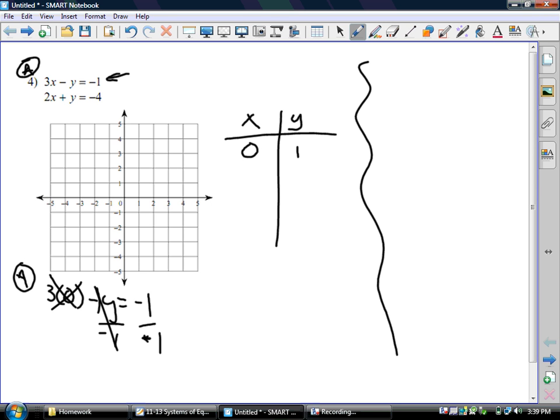That's one solution. And how many solutions do we need for each? At least 2. Yeah, 3 is the best, but we'll just do 2. So that's one solution. Let's get another one. We did when x was 0. Let's do when y is 0. 3x minus 0. We made x 0, right? Now we're going to do one where y is 0, and we figure out what x is.